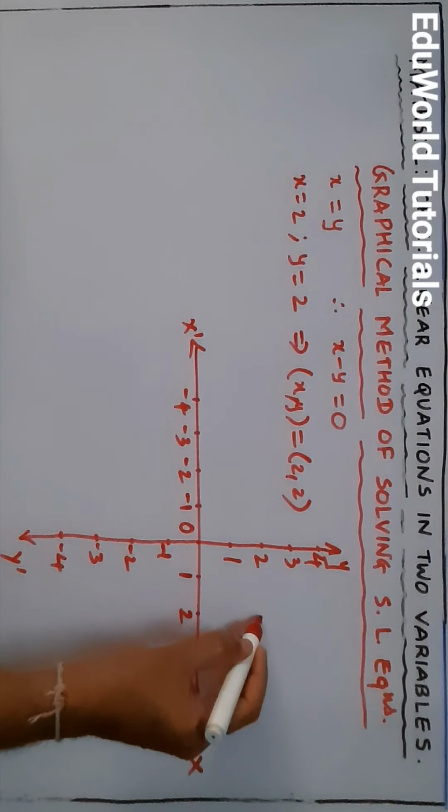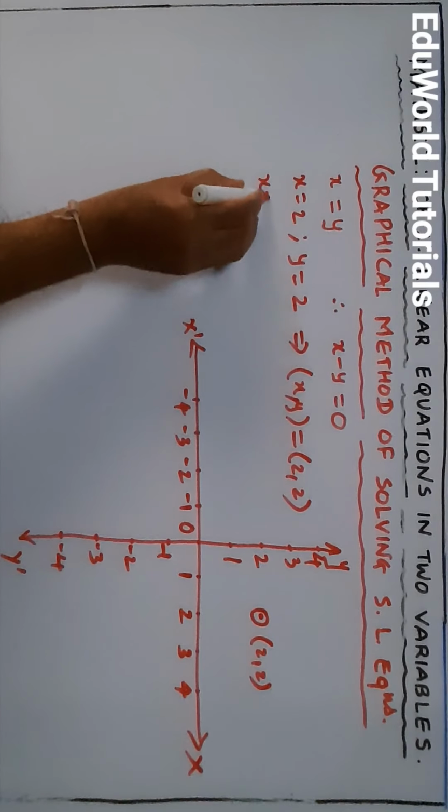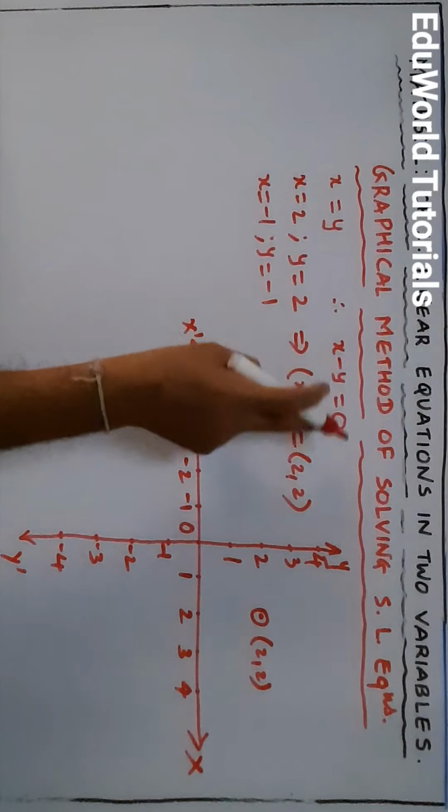So in the first quadrant, the point will come here. This is the point. Which is the point? (2, 2). Now if x is equal to -1, y will also be equal to -1, because x and y are equal, or x minus y equal to 0.